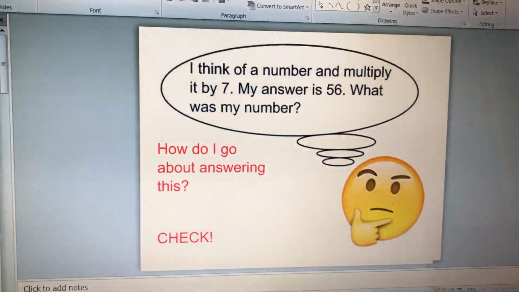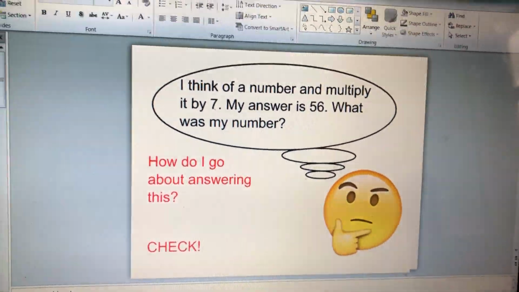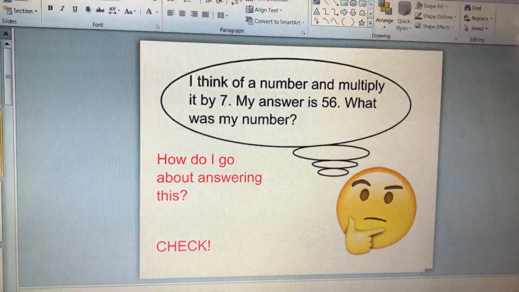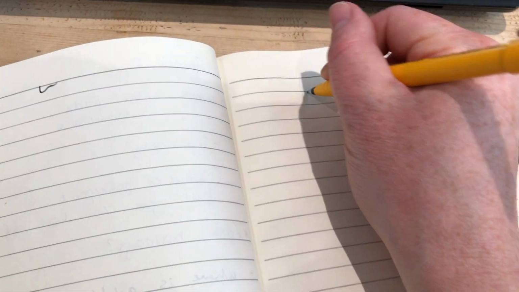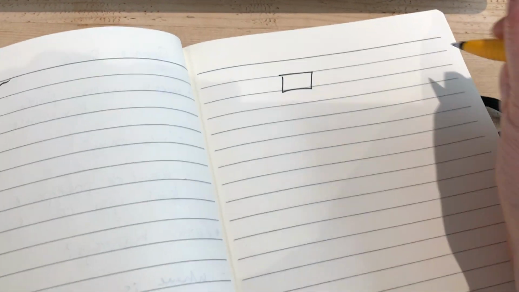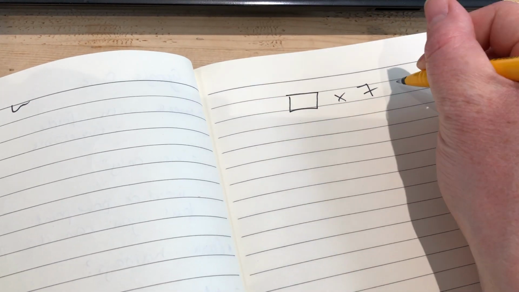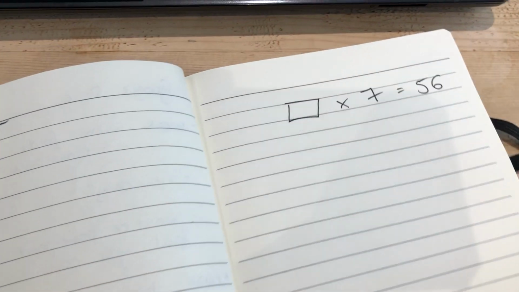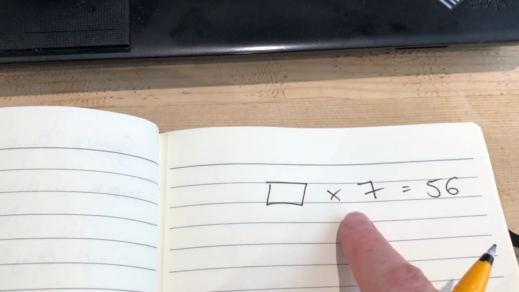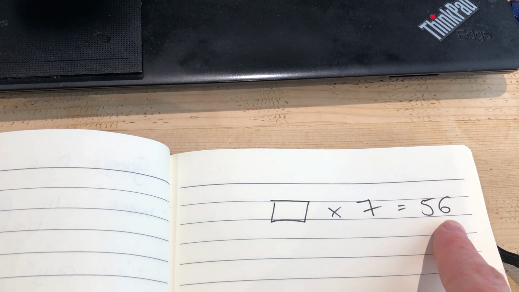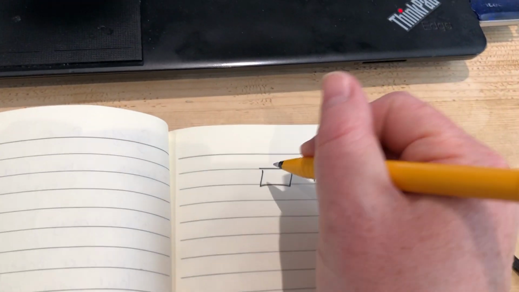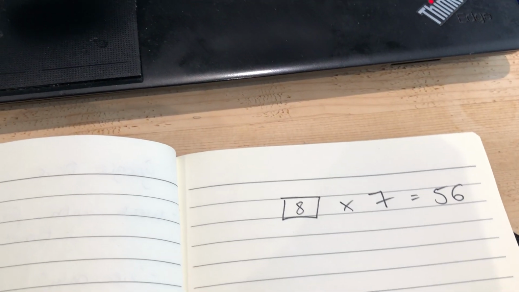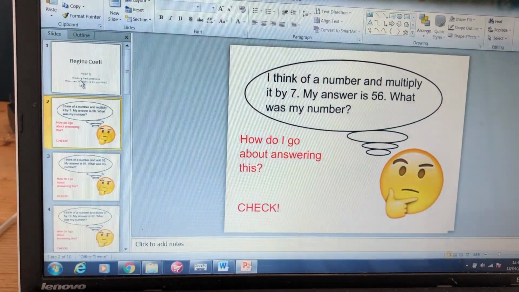So I think of a number and I multiply it by 7. My answer is 56. What was my number? So think about what I know. I think of a number, I don't know what that number is, so I've just put that as an empty box. I multiply it by 7 and my answer gives me 56. So I have to think, what do I times by 7 to give me 56? Using my times table knowledge, my answer would be 8. So my original number was 8.